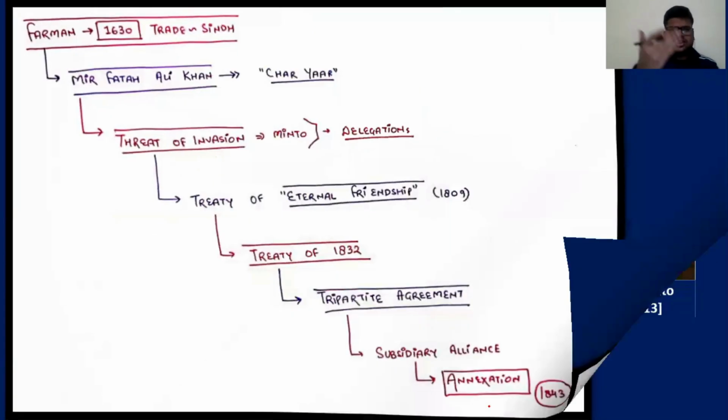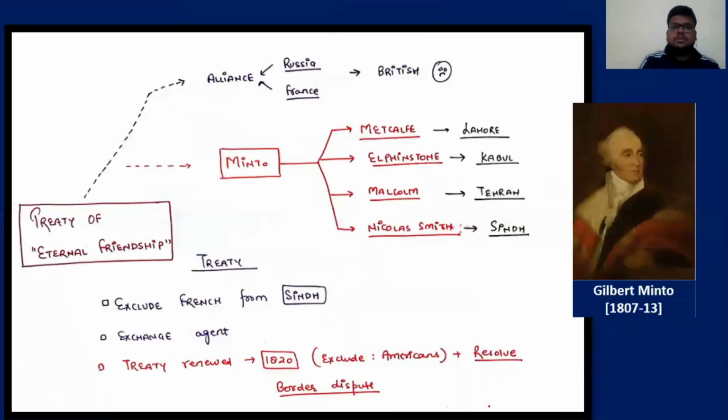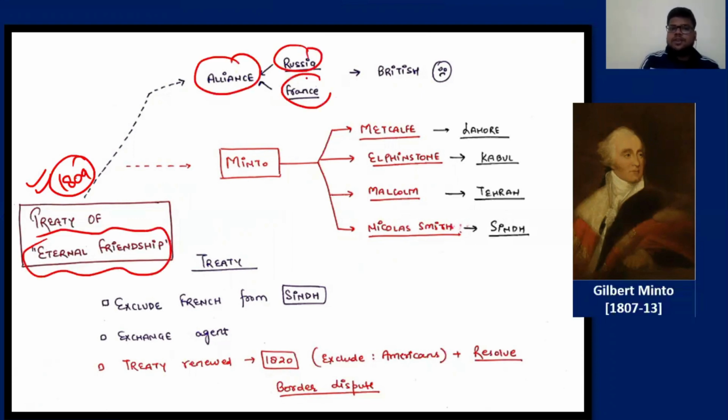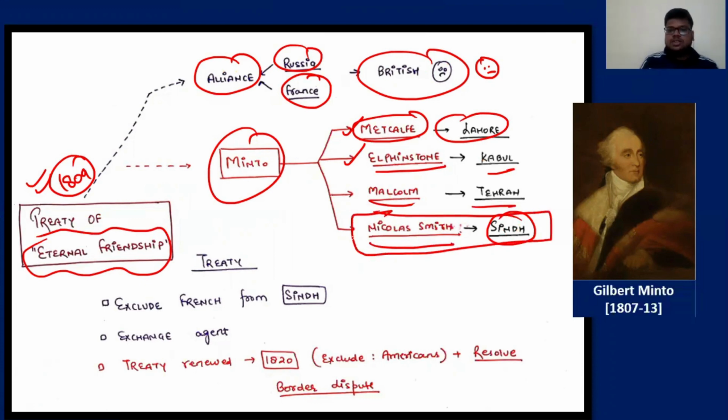So the earlier story, nothing to repeat there. The Charyar was there, then the threat of the invasion. From there we start the story. And they signed this in 1809, that is the Treaty of Eternal Friendship. It was against the alliance of Russia and the French, and the British were very worried about what will happen to them. Hence Minto sent a lot of delegations: Metcalfe to Lahore, Elphinstone to Kabul, Malcolm to Tehran, and Nicholas Smith to Sindh. So this treaty was signed with Nicholas Smith.